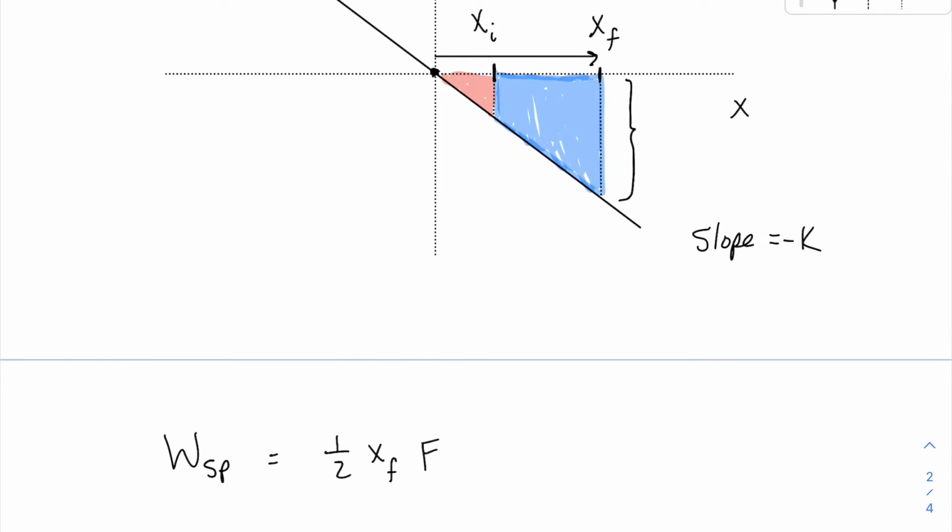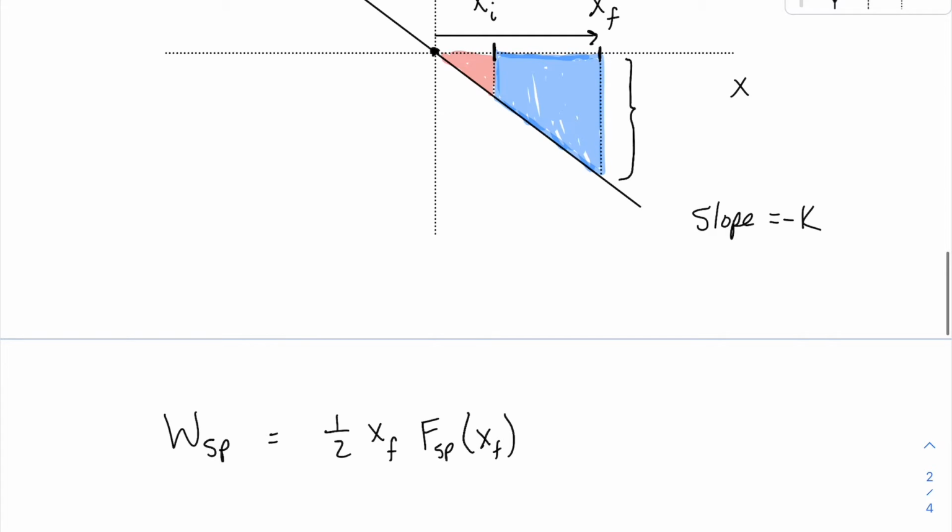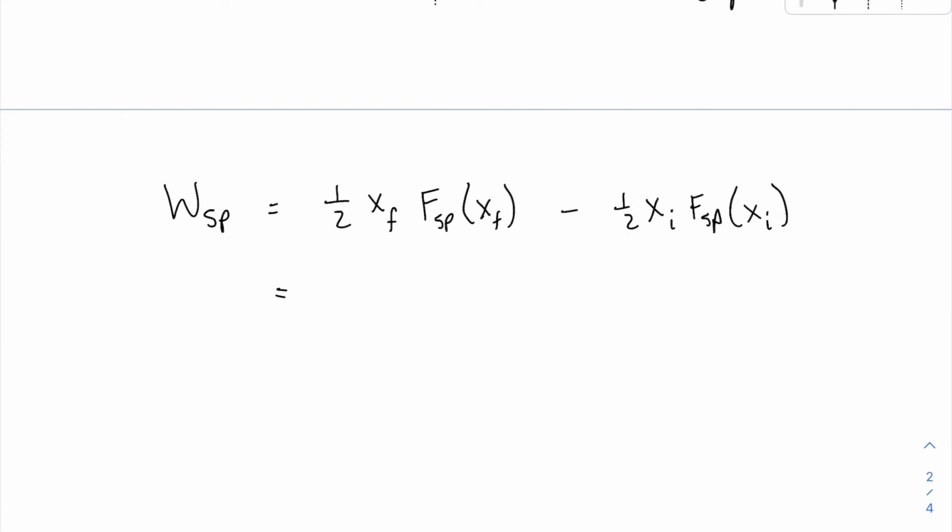So we'll just write down F spring, and we want F spring at x final. Okay, and then the area for the smaller triangle is going to be 1/2 the base of the small triangle, which is x initial, times whatever the spring force is at position x initial. And then what we can do is replace, we can write this as 1/2 x final, and the spring force at x final is going to be equal to negative k x final.